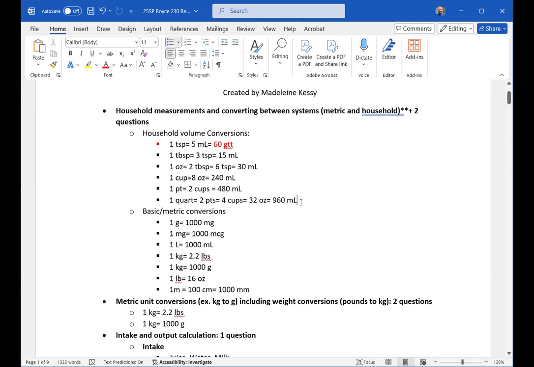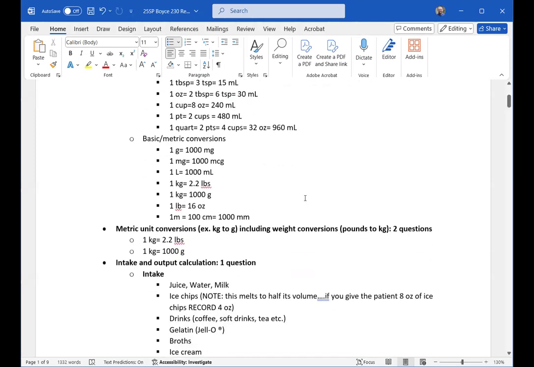These are the correct numbers. Unless you've been told otherwise, these are the numbers that you should be using. 1 cup is 240 ml or 8 ounces. 1 pint is 2 cups, which is 480 ml. And then you can see the rest.